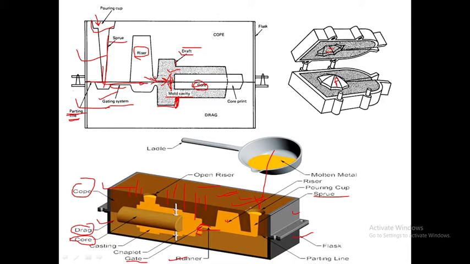Core box. Core box is nothing but the mold or the die which is used to produce the cores. So these are the terminologies which are normally used in casting.